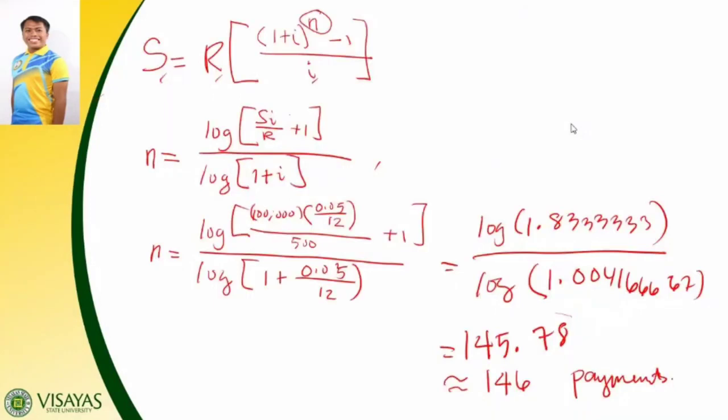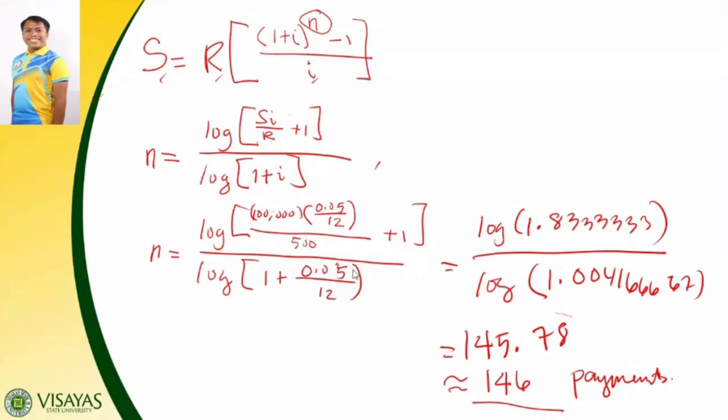So, Mario should at least make how many deposits? 146, no? So Mario should make at least 146 deposits amounting to 500 each to accumulate an amount of 100,000 pesos in the bank. Okay?